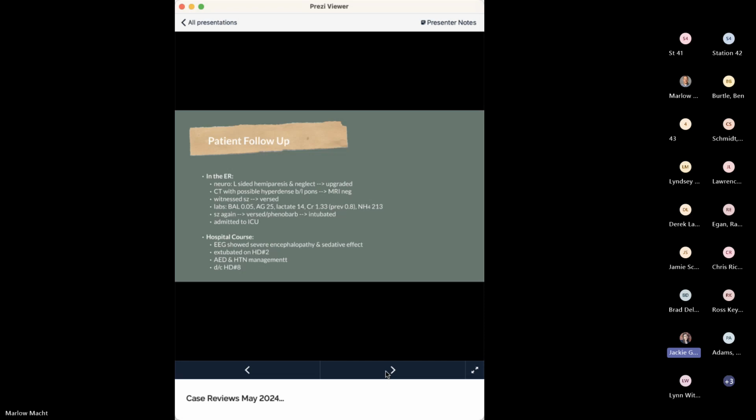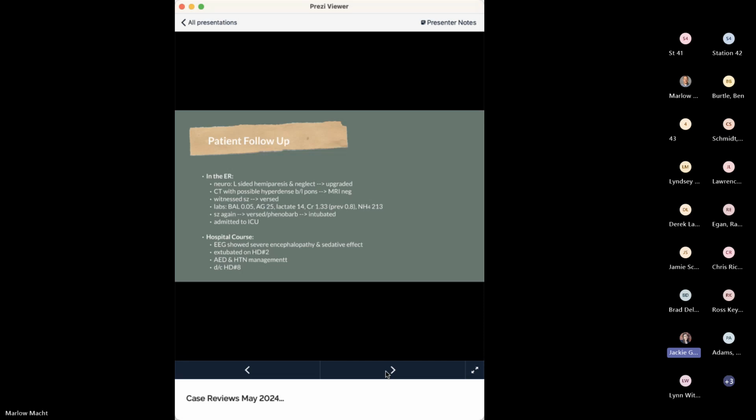He was witnessed to have another seizure where he was given Versed. His labs returned notable for an alcohol level that was pretty low at 0.05. He had an anion gap of 25 and a lactate of 14, which might be the etiology for his lab results at that point. And then he had an elevation in his kidney function of 1.33. His ammonia levels are pretty high, which you can see with alcoholics, especially with end stage kind of liver pathology. So that might be contributing to his altered mental status.